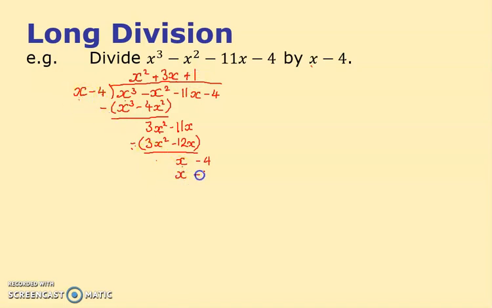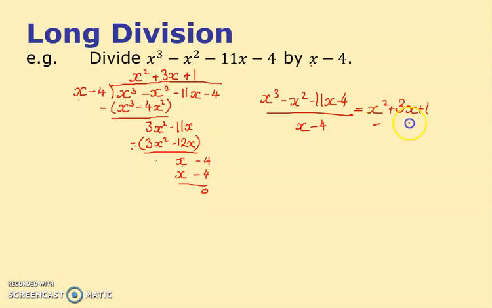1 times the minus 4 is minus 4. And I get nothing left over, which is what I wanted. So the answer here, and this is important: if I ever did x cubed minus x squared minus 11x minus 4, and I chose for some strange reason to divide it by x minus 4, the answer is the top row from my bus stop, x squared plus 3x plus 1. That's what we saw in normal division with numbers, and now with algebraic division it's the same technique, and that's the answer.